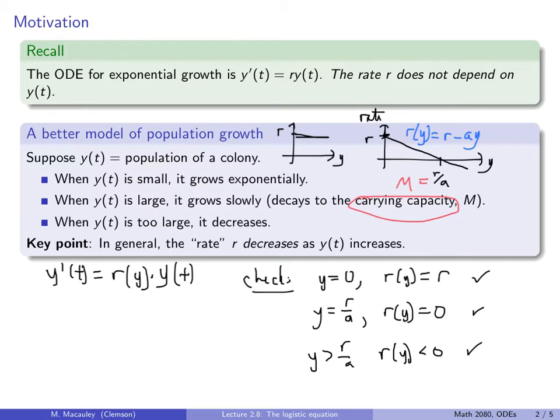So let's rewrite our equation like this. So y prime equals r of y, we're going to write that as r minus a y, times y. So this is called the logistic equation. Instead of r being constant, we assume it's linear. So let's simplify a little bit. And this will simplify as, let's see how I actually want to do this.